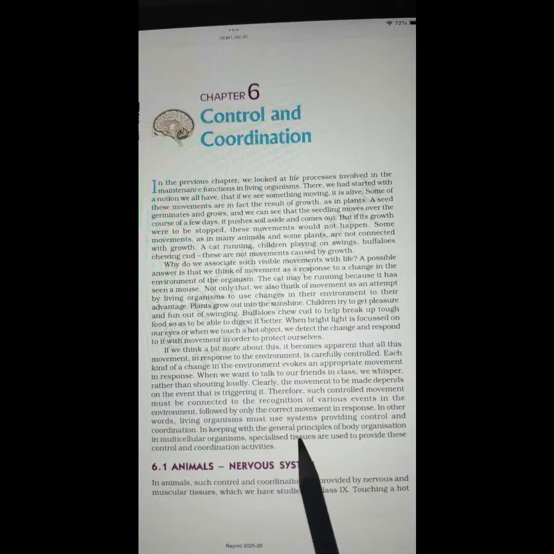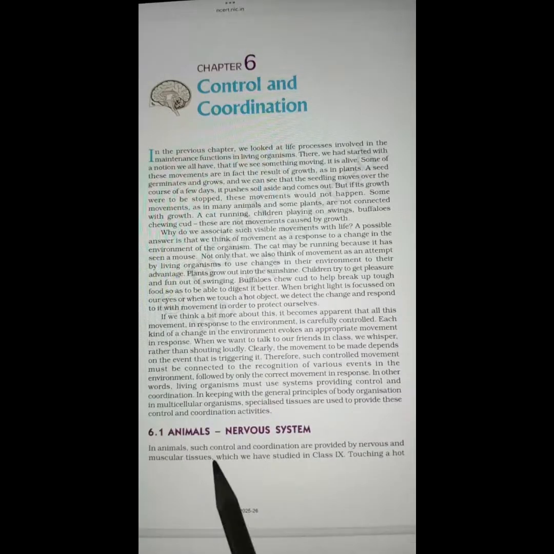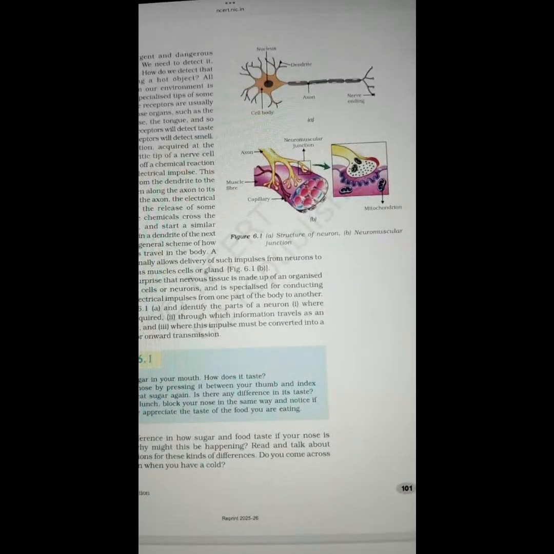In keeping with the general principles of body organization, in multicellular organisms, specialized tissues are used to provide these control and coordination activities. 6.1 Animals' Nervous System. In animals, such control and coordination are provided by nervous and muscular tissues, which we have studied in class 9th.